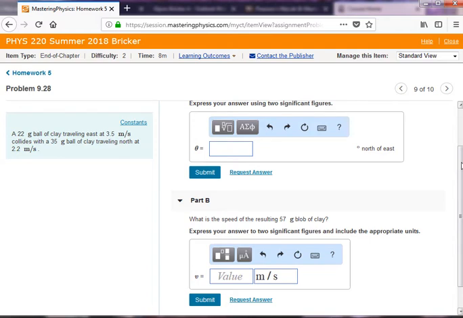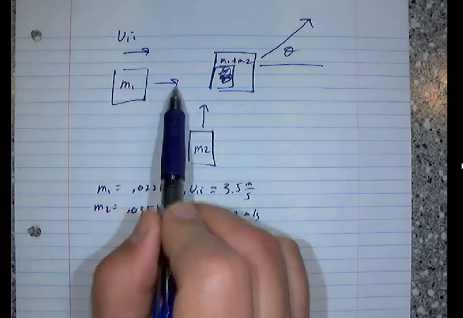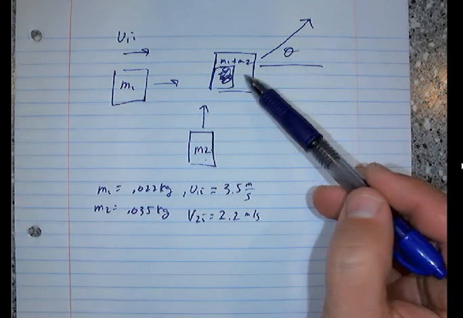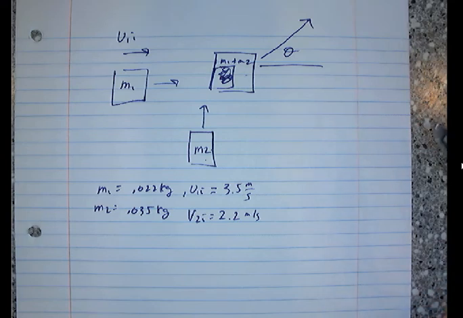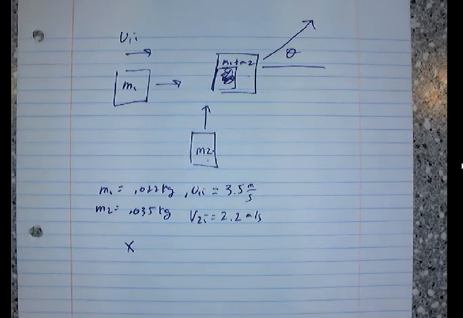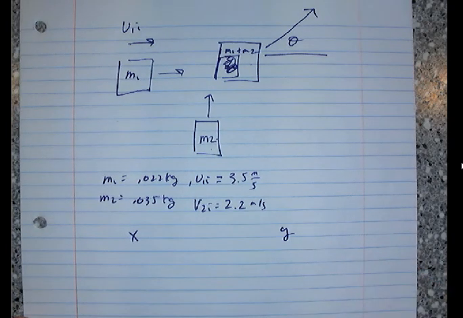All right, let's sketch this out. Okay, so here's the one that's going east. Here's the one that's going north. I call this mass 1 and this mass 2. And then after the collision, they're going to head off in some direction. Part A is what is that direction? Okay, so whatever momentum we had in the x direction beforehand has to be equal to the momentum afterwards in the x direction. Same thing for the y direction.